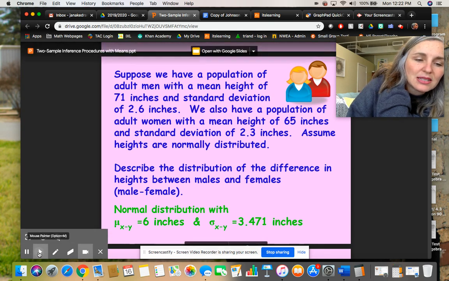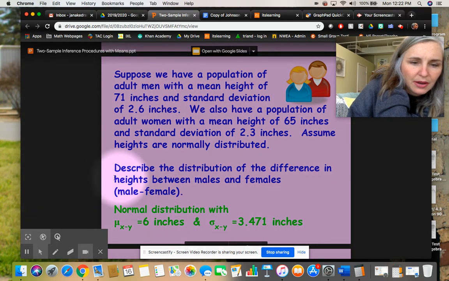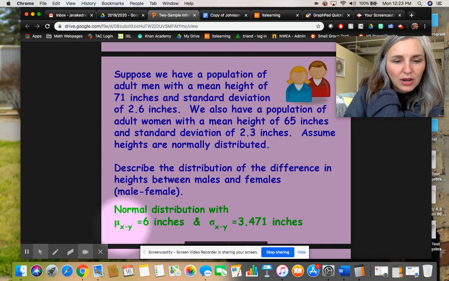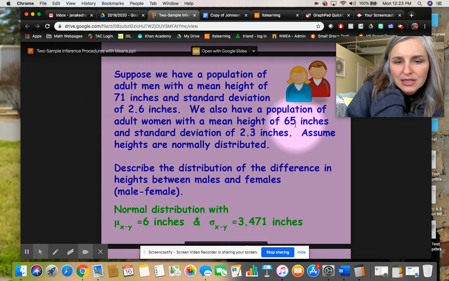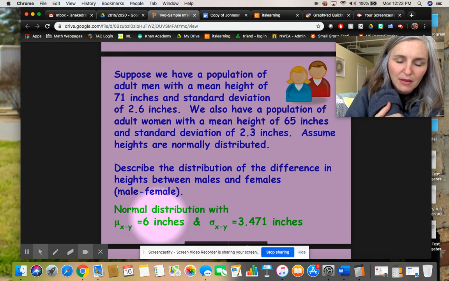we would get 6. I think it's better actually with all these words if I am using this highlighter tool. Well, here we go. So if I'm wanting to find the difference, then I can just subtract 71 minus 65, and that's where that 6 inches is coming from.